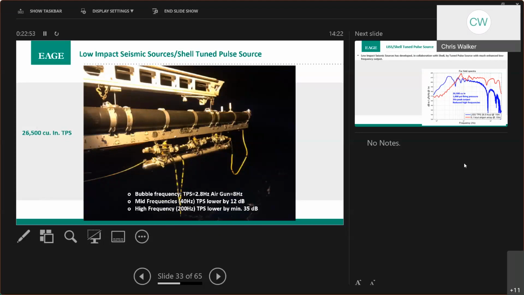And again, as with the Gemini source, we have lower mid-frequency output by approximately 12 dB. And the high frequencies, again, because we're operating with very large volume and lower firing pressure, we have a very significant reduction in the high frequency output. Next slide, please.